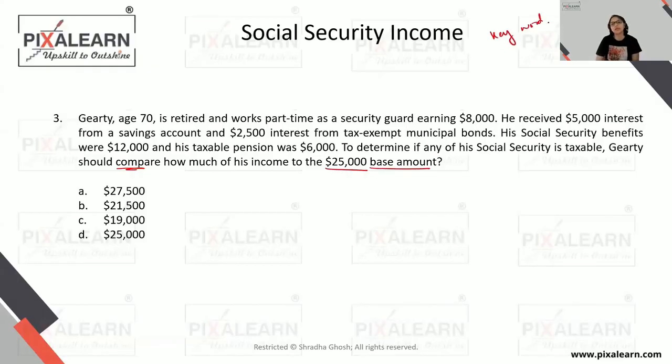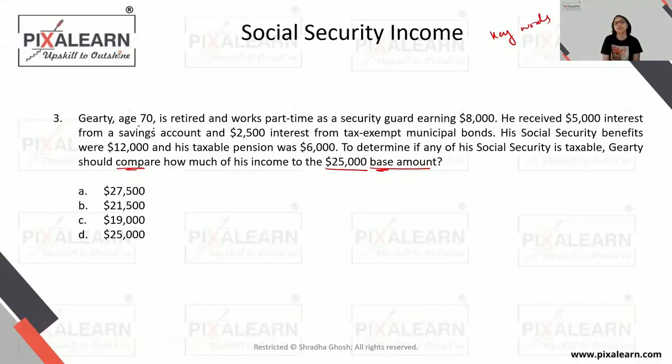The moment you know, can you tell me what are they asking? If I don't read the question, only the ask of the question, can you tell me in one word, what is it that they're asking you? Determine if any of his social security is taxable. The taxpayer should compare how much of his income to the... clear, no problem. We'll read the question and then understand if you're able to relate.